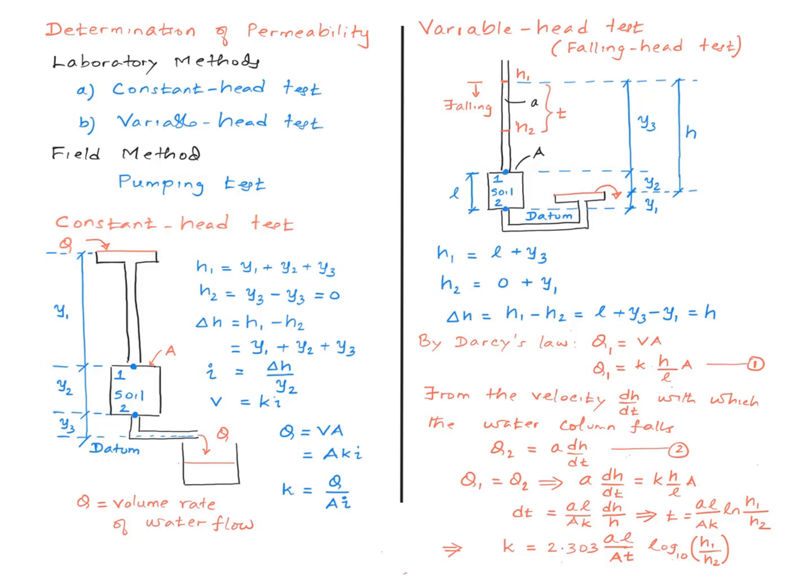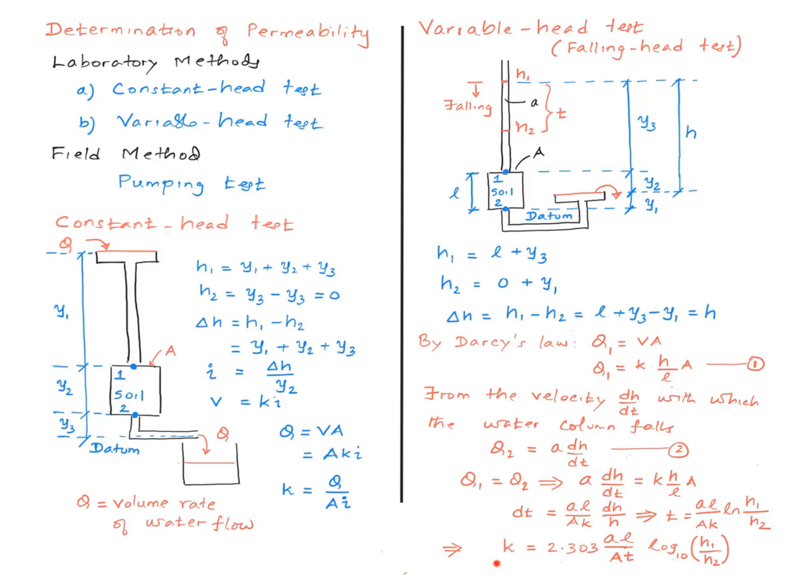But both represent the same thing, and therefore Q1 must be equal to Q2, and you substitute these expressions in that equation, keep simplifying it, and at some point you're going to get a differential equation that looks like this. And you integrate this between 2 points, point 1 over here and point 2 over here, and the time that it takes for the water column to fall from point 1 to point 2 is t. And the integration of the differential equation leads to this equation for t.